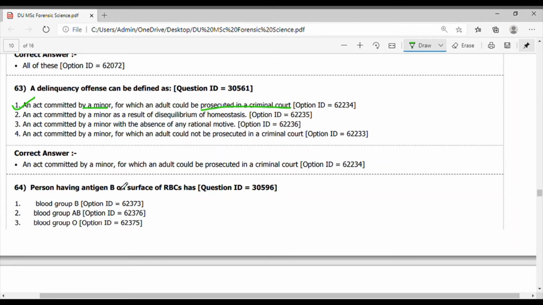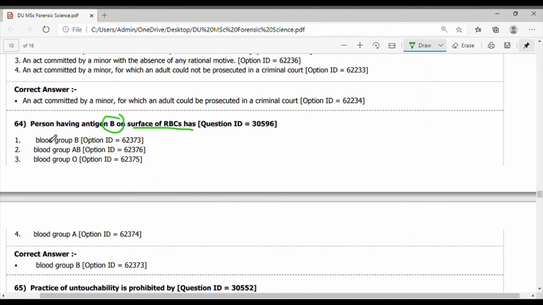Question 64, the person having antigen B on the surface of the RBC. If it has antigen B, which type of blood group does it have? If it has antigen B, it has blood group B. If it has antigen A, it has blood group A. If it has no antigens, then give me the answer in the comments. What is the answer for it? Is it blood group AB or O?